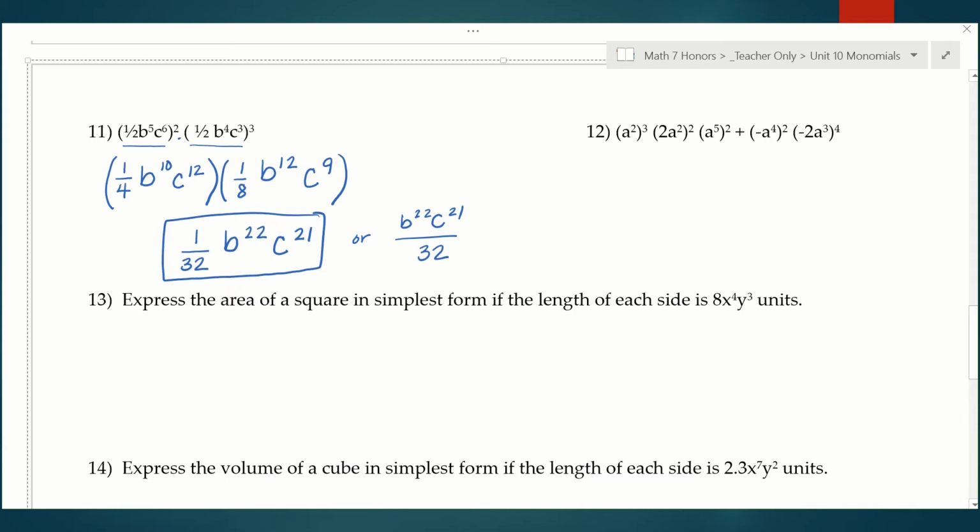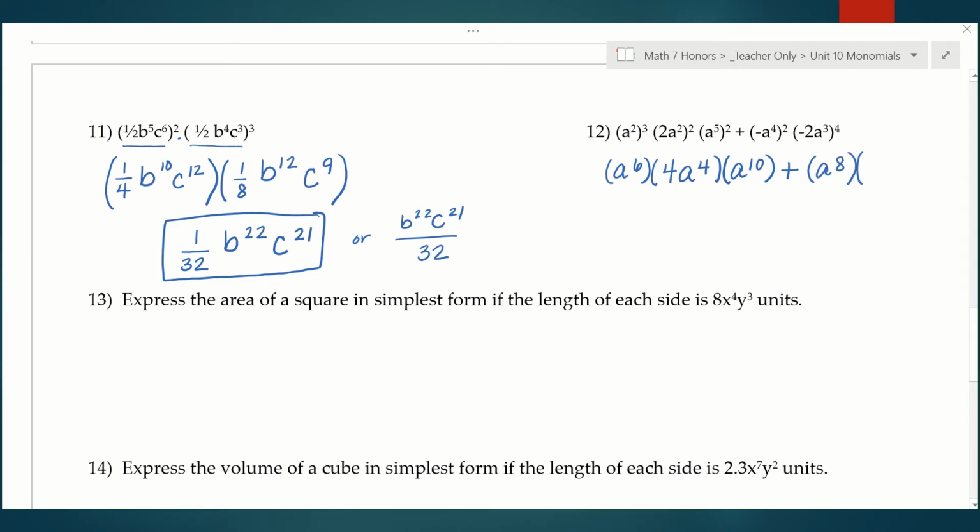operation. So a squared to the third power gives me a to the sixth. And then I need to multiply that by 2a squared to the second power, which would give me 4a to the fourth. And then I need to multiply that by a to the fifth squared, which is a to the 10th. Plus, now I'm going to take negative a to the fourth and square that. So the coefficient there is negative 1. And when I square a negative 1, negative 1 times negative 1 is positive 1. So I don't need to write it, but know that it turns into a positive 1. And that would be a to the 8th.